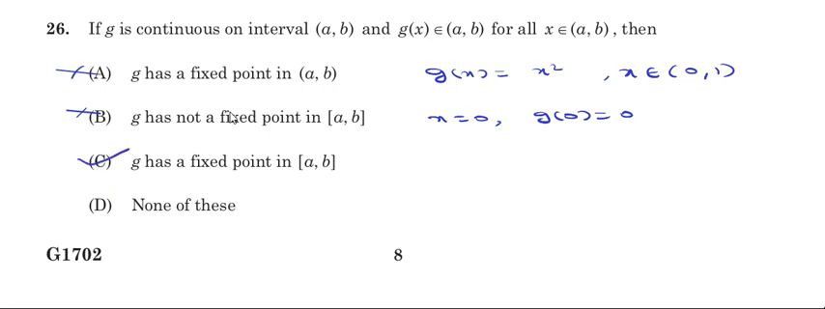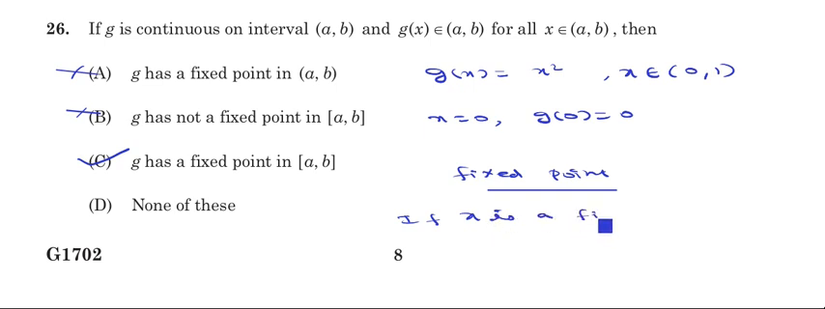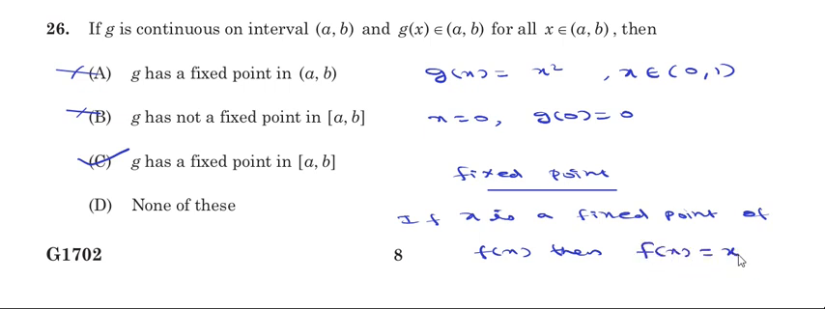So the definition of a fixed point is, when can we say a point x is a fixed point? So if x is a fixed point of f of x, then f of x should satisfy this condition. F of x will be equal to x. So it's a fixed point.